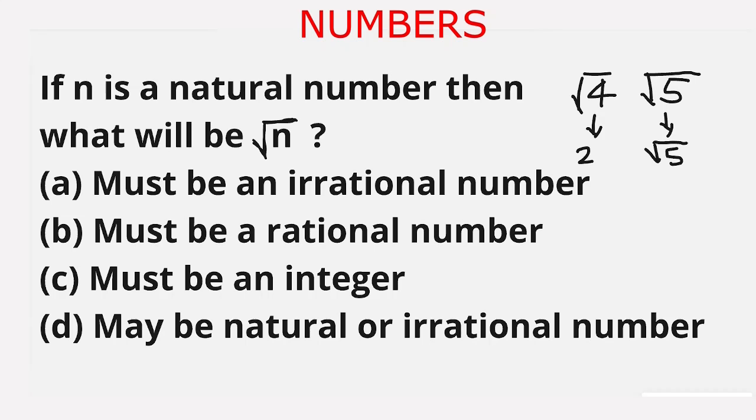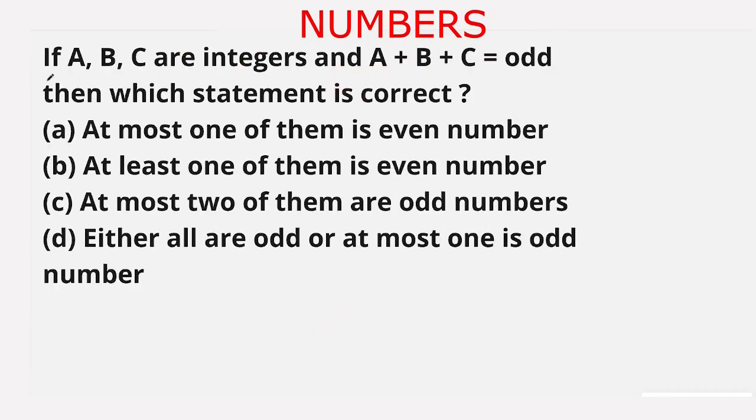Now, D is may be natural or irrational number. So, 2 is a natural number and root 5 is an irrational number. It means that option D is correct. So, our answer is option D. Hope you have understood the question as well as its solution. We go to the next question.